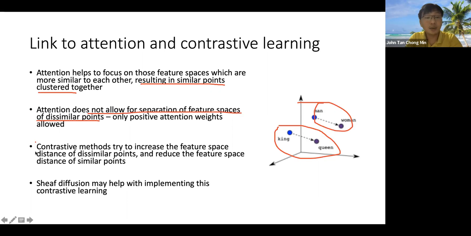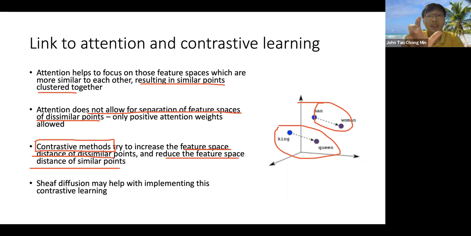On the other hand, what I mentioned just now, the contrastive methods, try to increase the feature space distance of dissimilar points and reduce it for similar ones. This is actually very similar to what the sheaf diffusion is trying to do. If you learn the right sheaf, you can polarize the two different nodes in different directions, such that when you map to the edge they give the same value, because you do one negative, one positive. This sort of does what contrastive learning is trying to do, where you expand the distance between different classes and also bring together the feature space of similar classes.